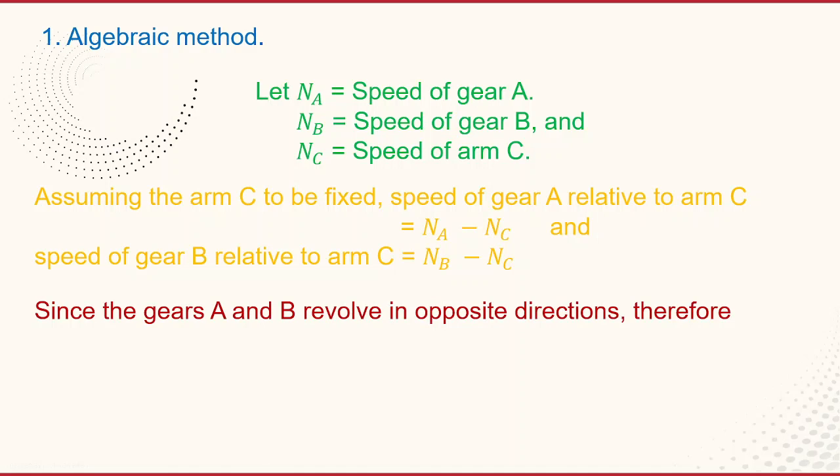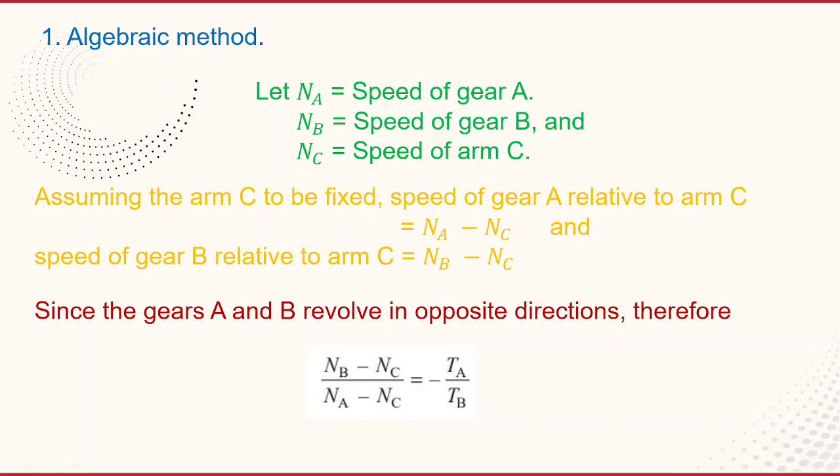Since gears A and B revolve in opposite directions, the ratio of the speed of the driven gear to the driving gear is equal to the ratio of the number of teeth of the driving gear to the driven gear, with a negative sign because of the opposite direction. The formula used here is NB minus NC by NA minus NC is equal to minus TA by TB.